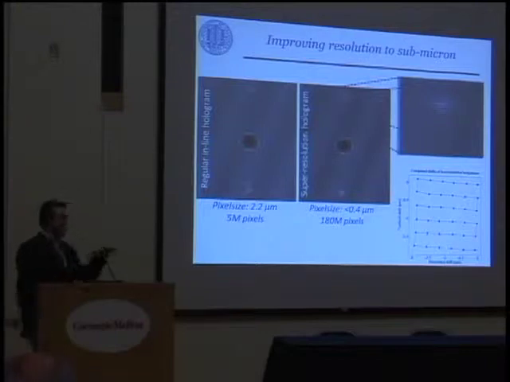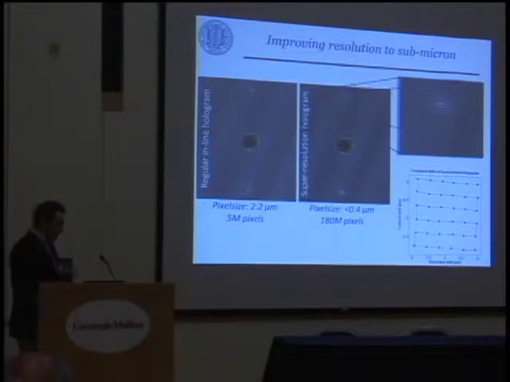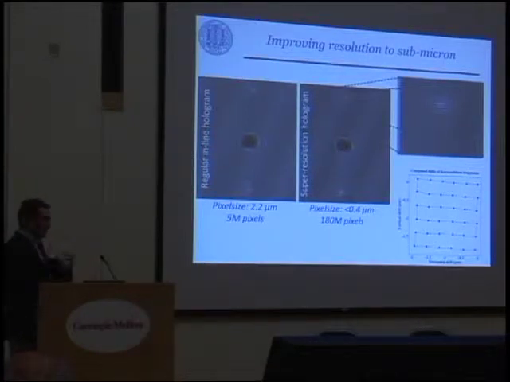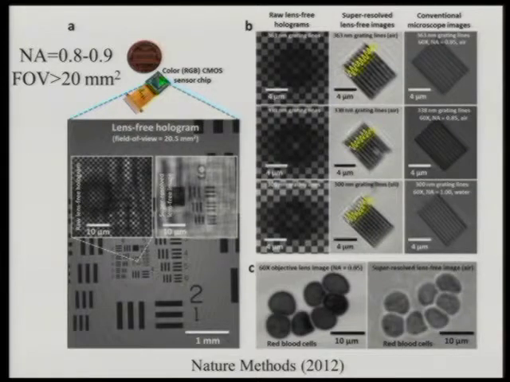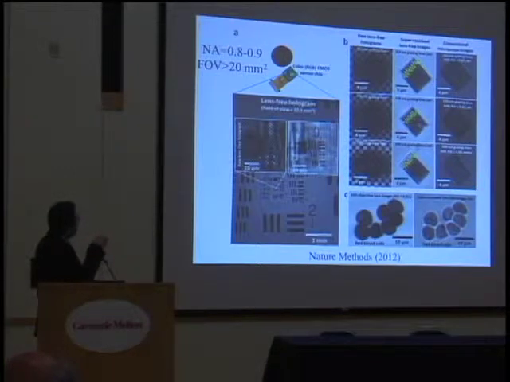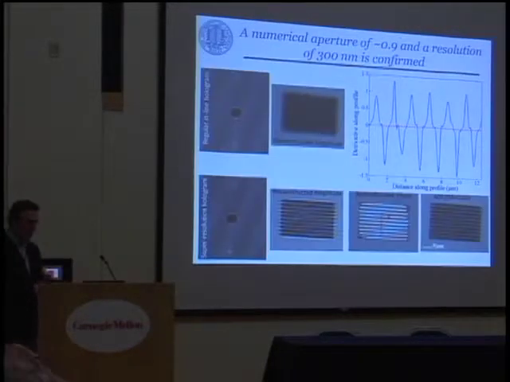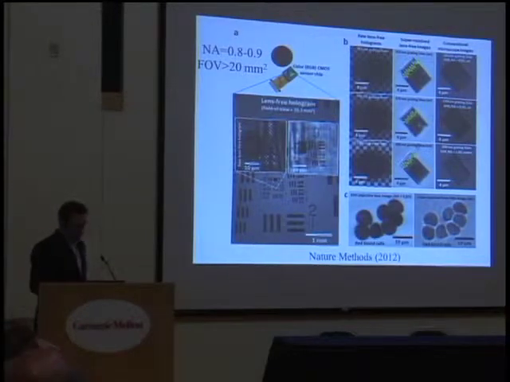Another way of saying this is you take a 5 megapixel imager and digitally you convert that into something like 200 megapixels, which now has much smaller effective pixel size over the same field of view. That gave us the ability to actually look at smaller features, improving the resolution down to sub 300 nanometer with a pixel size that to start with was on the order of 1 micrometers. In other words, now you can reach a numerical aperture of 0.8 to 0.9 across a very large field of view of around 20 millimeters square, where you can now resolve deeply subpixel features based on pixel super resolution.